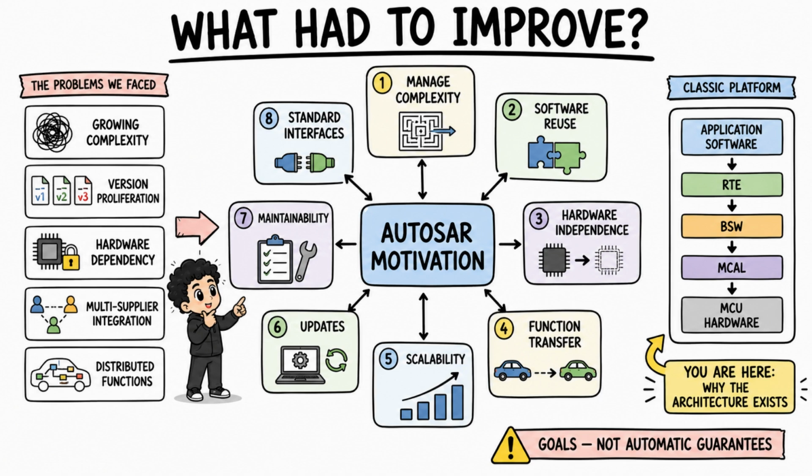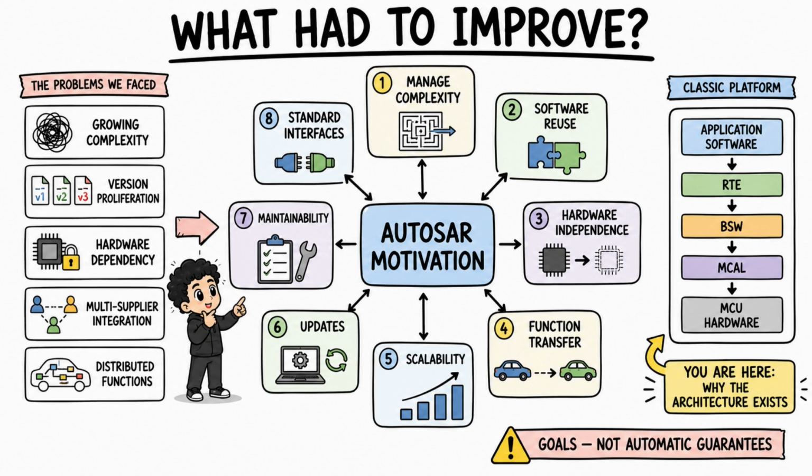The third is hardware independence. In the classic platform, application software is separated from much of the hardware-specific infrastructure through the runtime environment and layered basic software. This does not mean hardware becomes irrelevant. A function can still depend on processor performance, memory, peripherals, timing, and safety properties. The goal is to eliminate hardware dependency where the application does not genuinely need it.